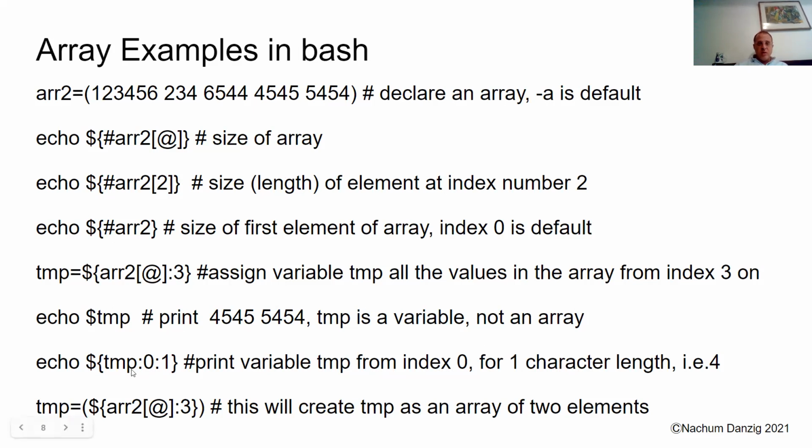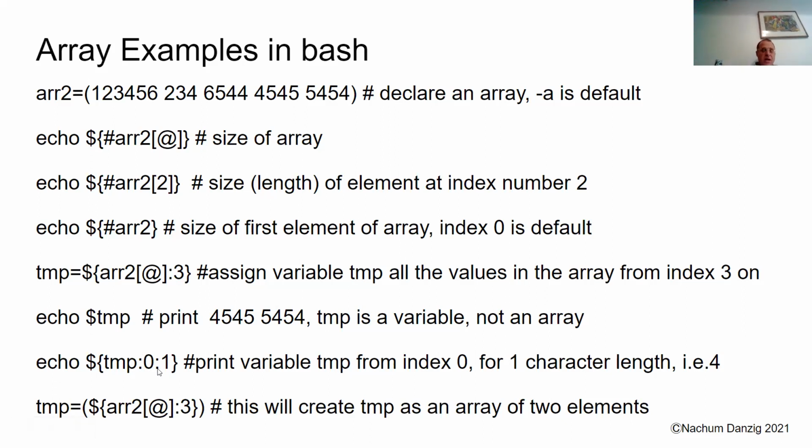So it'll print me, again, the variable temp from index 0. So you can look at a variable and say, well, it's actually an array of letters. And the 0th letter is 4. And 1 letter long will be 4. So it'll give me the letter 4. The first 4.